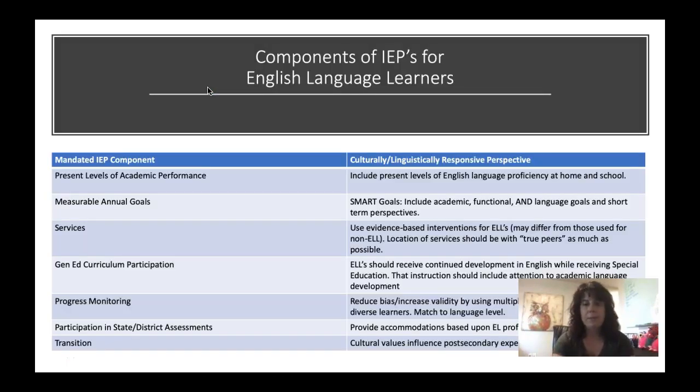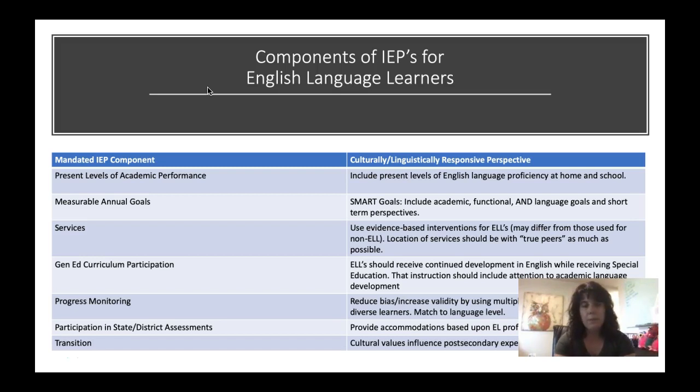So earlier on in the semester we talked about the components of IEPs: the present levels of academic performance, measurable goals, services, participation in the general ed curriculum, progress monitoring, participation in statewide assessments, and transition. So it's important to think about the perspectives that we need when we're working with English language learners and their families, because we want to make sure that what we're doing is culturally and linguistically responsive.